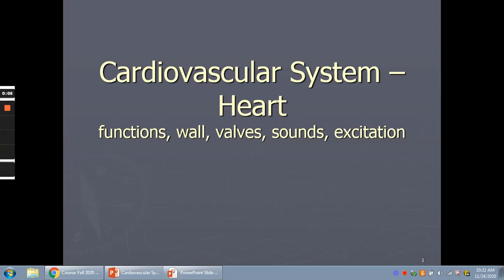Today's lecture is going to be over the cardiovascular system and the heart. This is a two-parter. So the heart is actually broken down into two different lectures, and this is part one of the heart. In this one, we're going to be talking about the functions, the heart wall, heart valves, sounds, and the excitation of the heart.